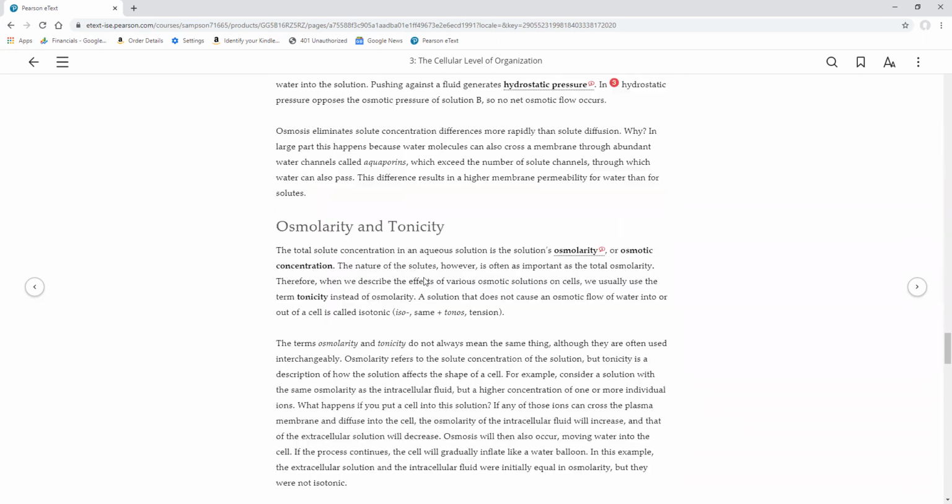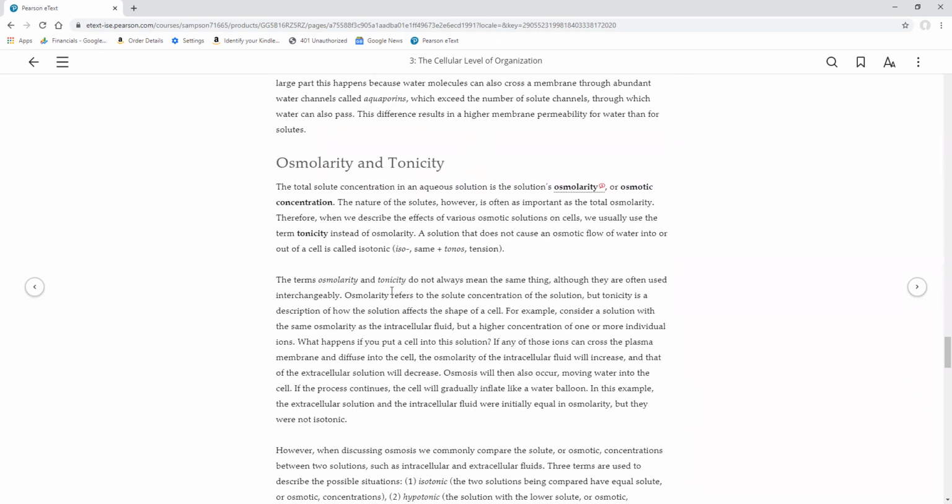Okay, let's move on. So osmolarity and tonicity. The total solute concentration in an aqueous solution is called its osmolarity, or osmotic concentration. Therefore, we often describe the effects of various osmotic solutions on cells. We usually use the term tonicity instead of osmolarity. A solution that does not cause osmotic flow of water into or out of a cell is called isotonic. So the terms osmolarity and tonicity do not always mean the same thing, although they are often used interchangeably. Osmolarity refers to the solute concentration of the solution, but tonicity is a description of how the solution affects the shape of the cell. Okay?